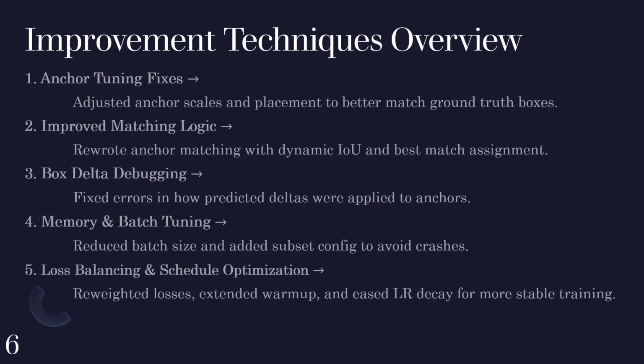So at this point in the project, we knew that our model wasn't really performing well. We had almost no detections, and even though our losses were okay, our predictions were really just not. So to fix this, we wanted to approach the problem from 5 different angles that really covered the entirety of the project, from model architecture to training stability. As shown below, these consist of the anchor tuning fixes, our improved matching logic, our box delta debugging, memory and batch tuning, and loss balancing and schedule optimization, which we'll get into more in the following slides.